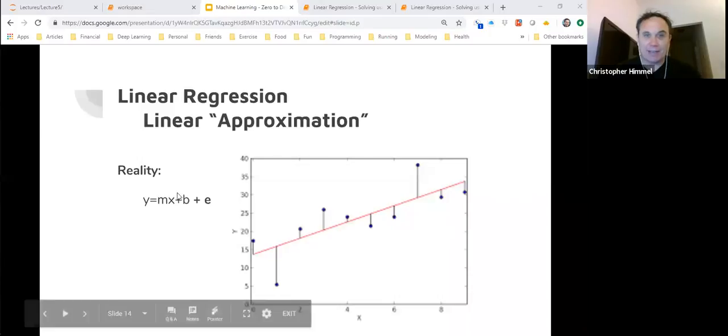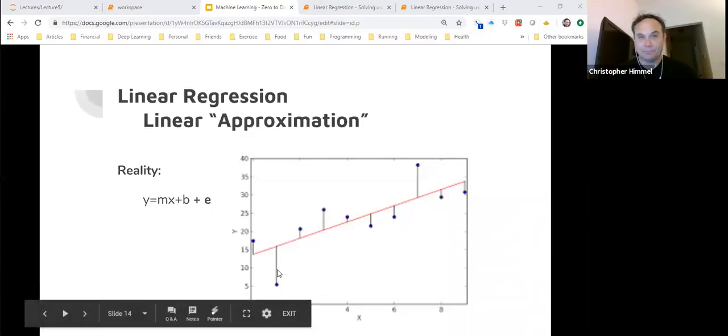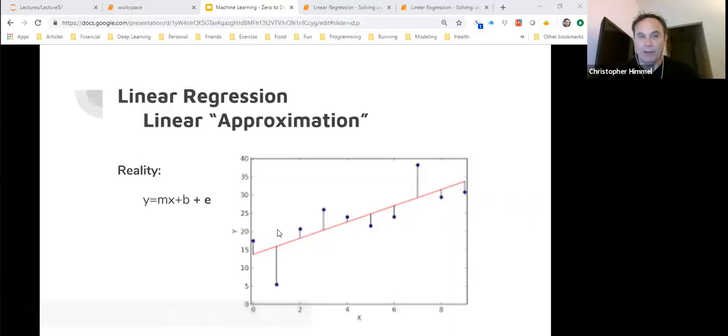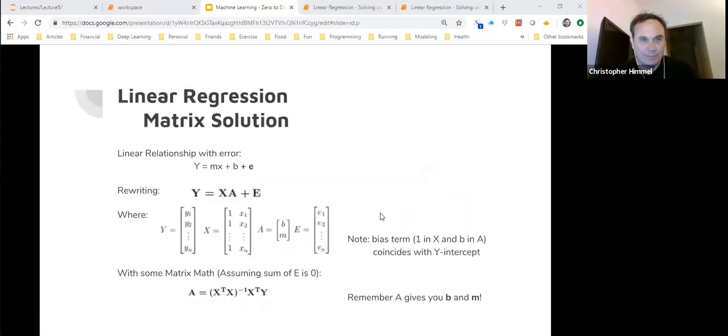This is actually what the formula would be for this, and each one of these would have a different error. Error E would be a vector, one for each of the data points. So we're only coming up with a linear approximation of our reality. Okay, so here we go. This is how we're going to come up with that m and b using matrix mathematics.